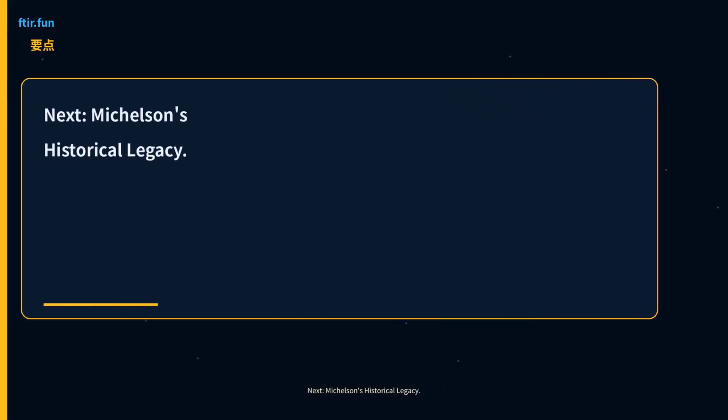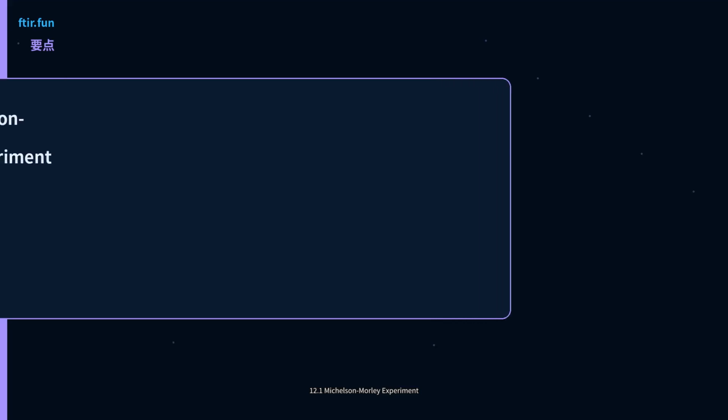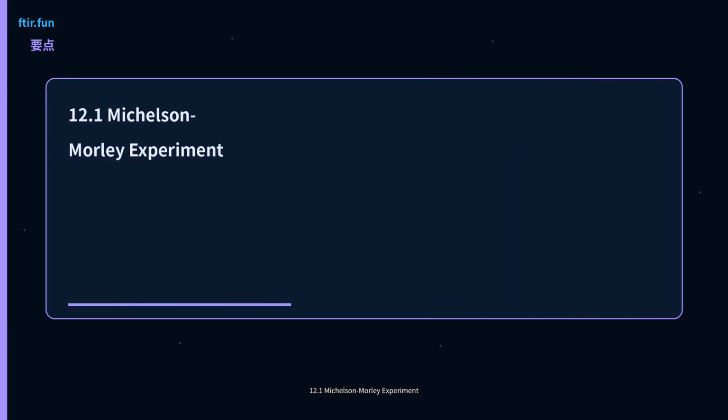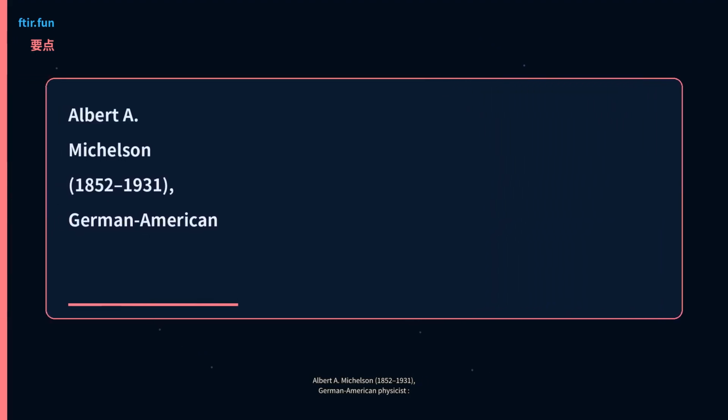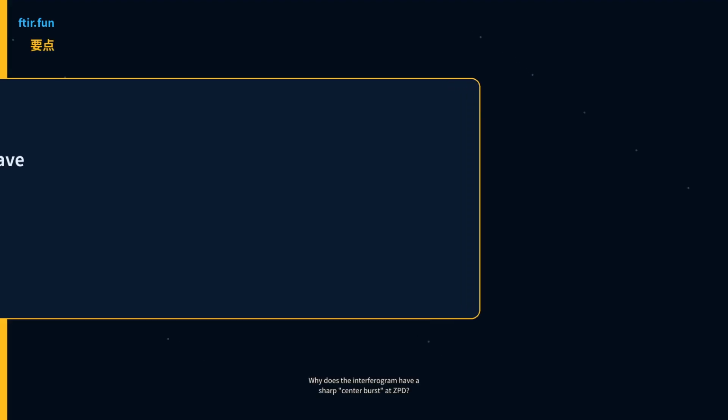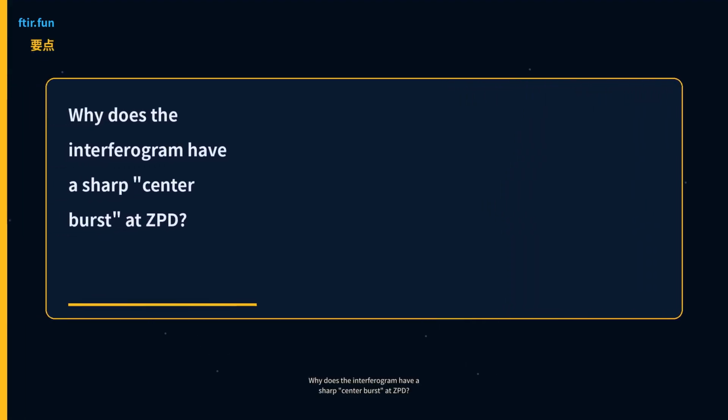Next, Michelson's historical legacy. 12.1 Michelson-Morley experiment. Albert A. Michelson, 1852-1931. Next, review questions. Why does the interferogram have a sharp center burst at ZPD?